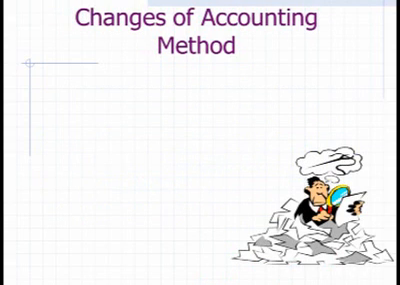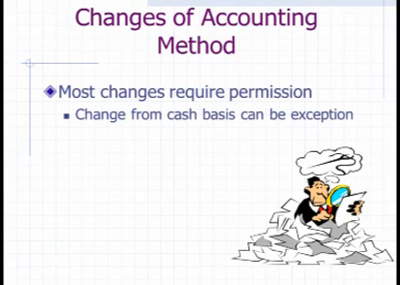And we're not going to deal with anything on changes in accounting methods other than to know it's really, really messy. You must get permission for most changes. It's always okay to go from cash to accrual because the IRS perceives the accrual basis as being better. And so if you want to go from cash basis to accrual basis, there are some procedures in play where you don't have to ask for permission first.